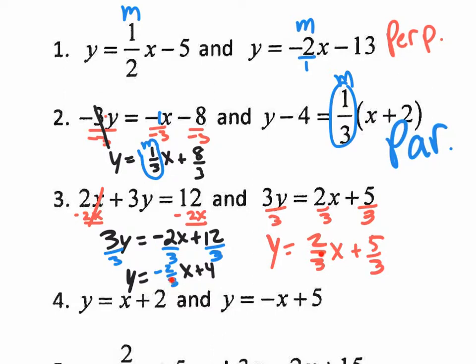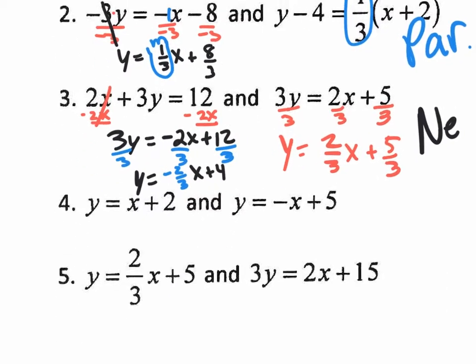These are not perpendicular. What do we say? Neither. I'm going to put NE for neither, abbreviating. Number 4.